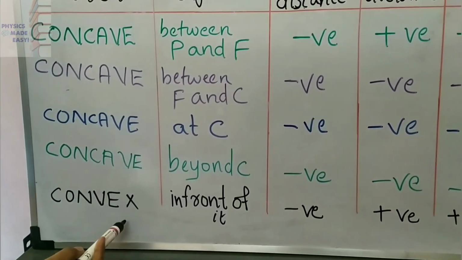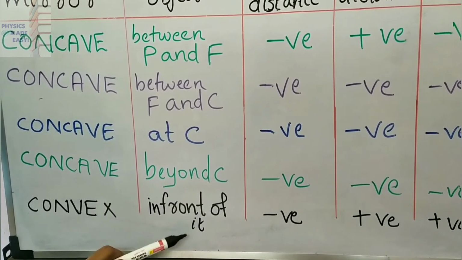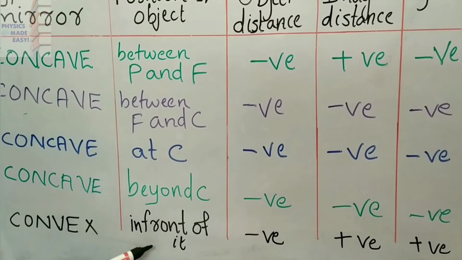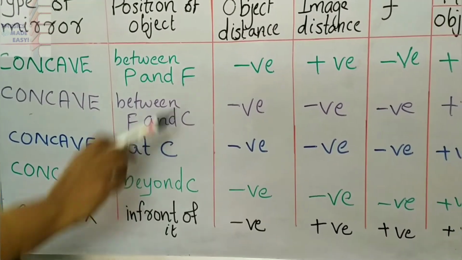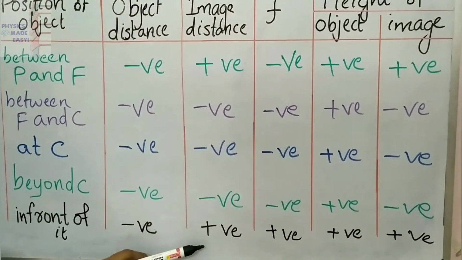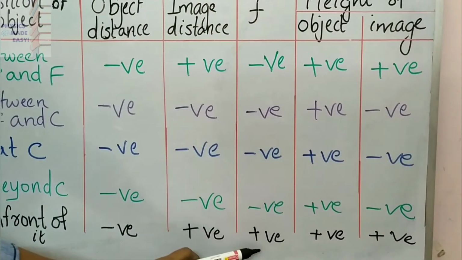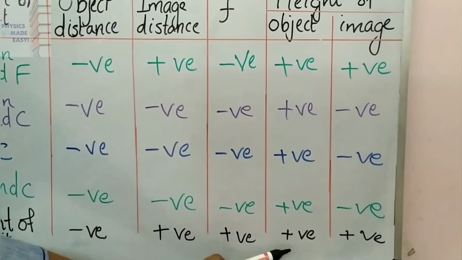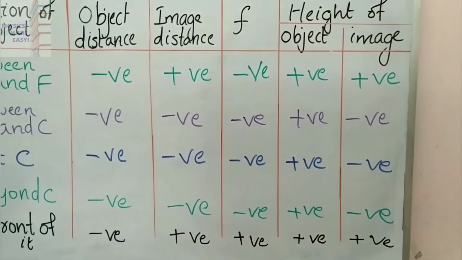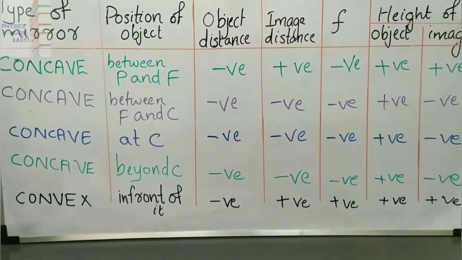Then you can see a convex mirror here. If you are placing the object in front of it, that means at a finite distance from the pole of the mirror, or you can take that as between pole and infinity, that time the object distance will be negative. Image distance, you know, behind the mirror only you are getting the image, so the image distance will be positive. Focal length will be positive. Height of the object will be positive. Height of the image also positive. Why? Because in case of convex mirrors you will always get virtual and erect image.